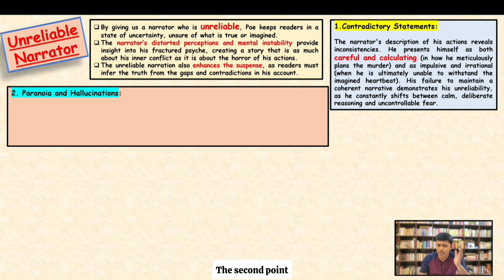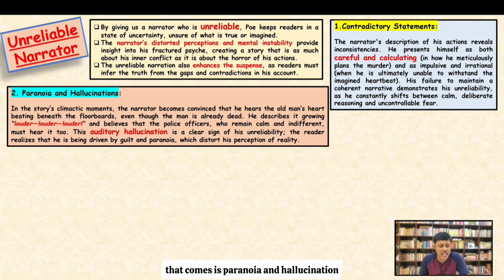The second point is paranoia and hallucination. In the story's climactic moments at the end, the narrator becomes convinced that he hears the old man's heart beating beneath the floorboards. Here, the text's phrase is "louder, louder, louder." This auditory hallucination is a clear sign of his unreliability, because maybe there was a complete absence of that kind of sound. So the reader realizes that he is being driven by guilt and paranoia, which distorts his perception of reality.